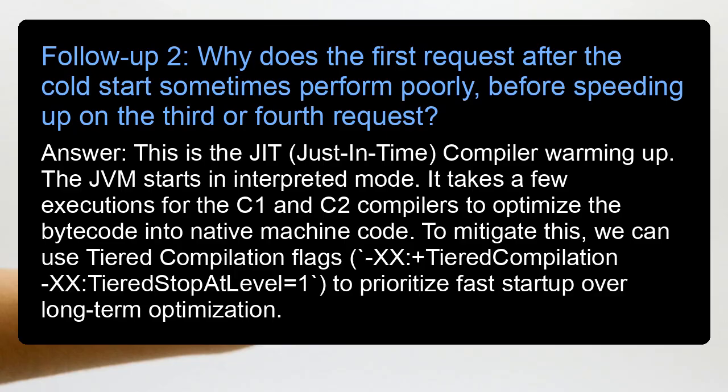Follow-up 2. Why does the first request after the cold start sometimes perform poorly before speeding up on the third or fourth request? Answer: this is the JIT, just-in-time, compiler warming up. The JVM starts in interpreted mode. It takes a few executions for the C1 and C2 compilers to optimize the bytecode into native machine code.